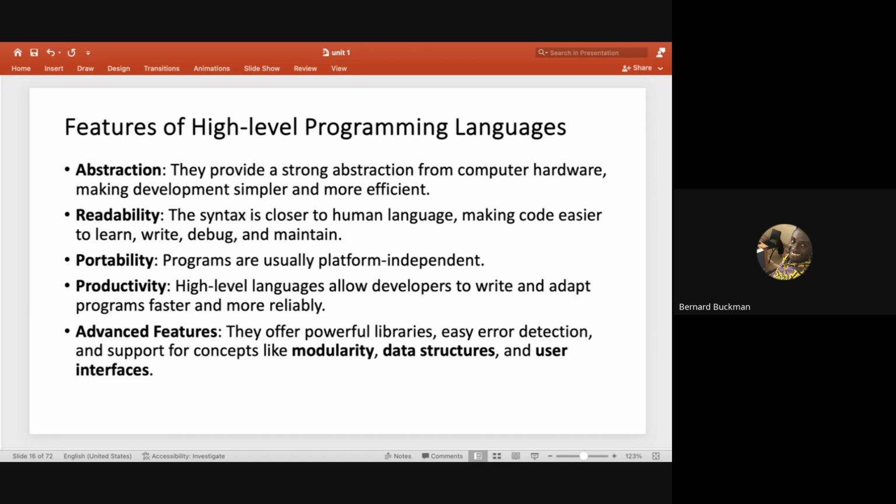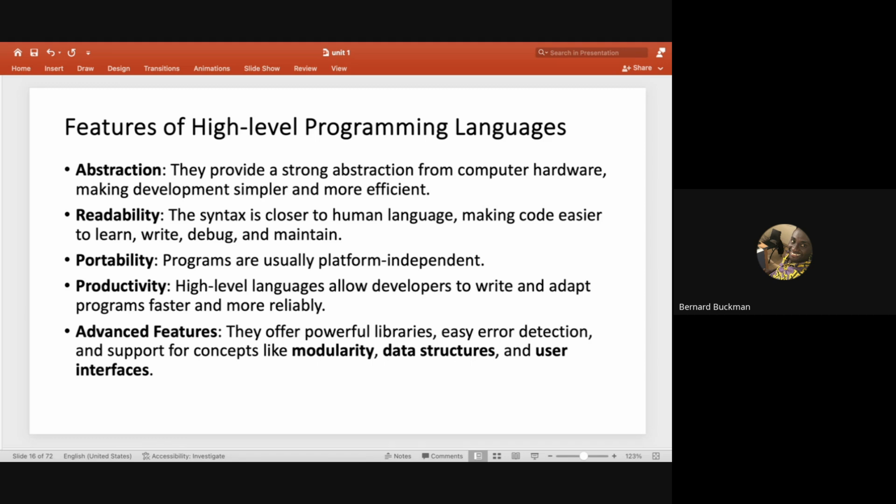And then another key feature is what? Productivity. They help you learn the programming language faster and work faster. You don't have to learn zeros and ones or any technical stuff. Once you pick an easy programming language, you just learn the syntax, the rules, and it becomes easier. Other features include advanced features like modularity, data structures, user interface, and all those things. It becomes easier to use.